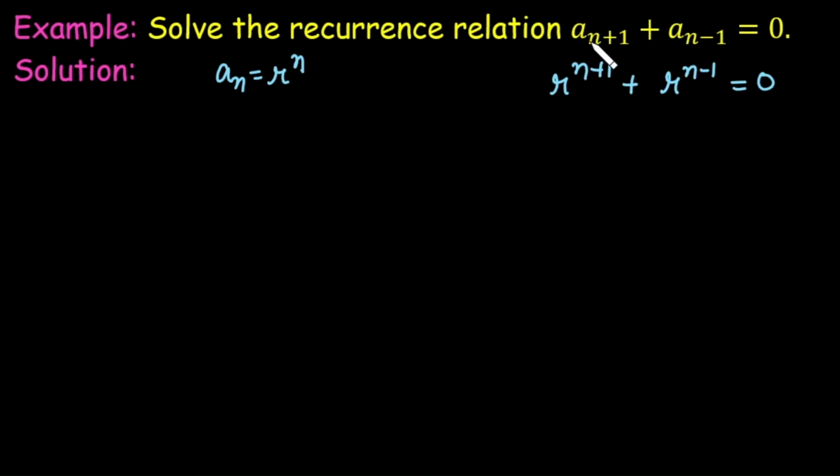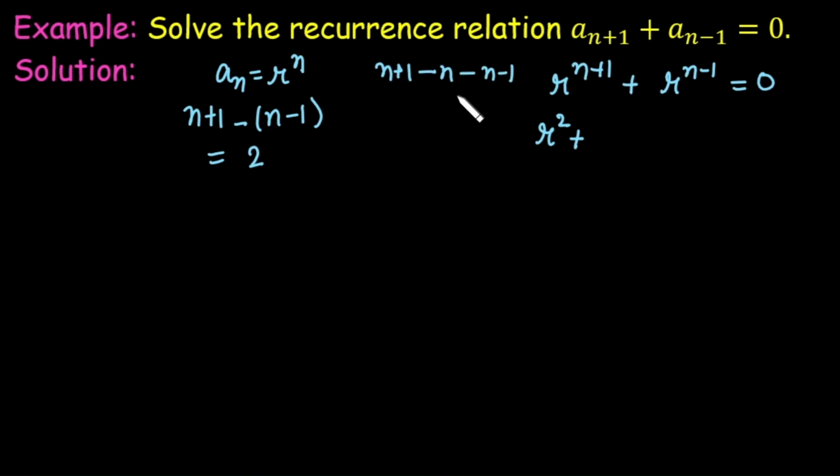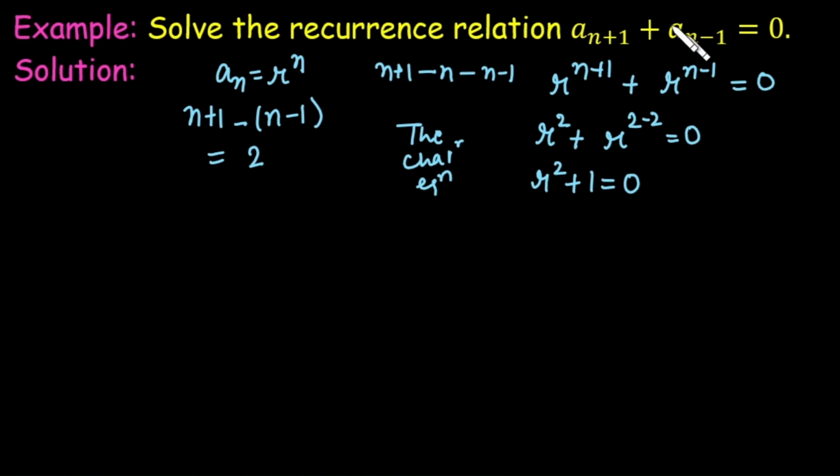Now what is the degree in this case? Maximum index is n plus 1, minimum is n minus 1. This is equal to 2. It means maximum power we will get from here as r square. Now the power is reduced by 2 because it is n plus 1, then n, then n minus 1. So again reduce its power by 2. So we can write r^2 - 2 is equal to 0. So this is the characteristic equation. So we can write r^2 + 1 = 0 is the characteristic equation of this recurrence relation.